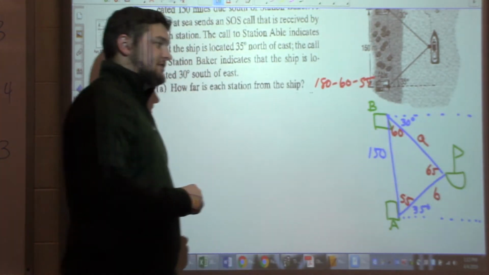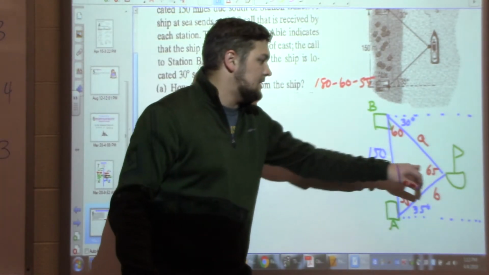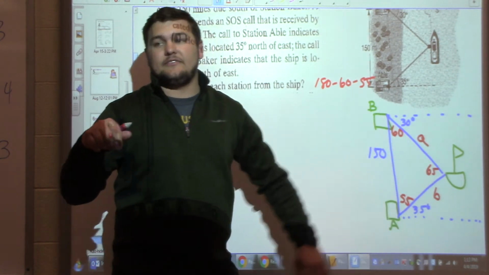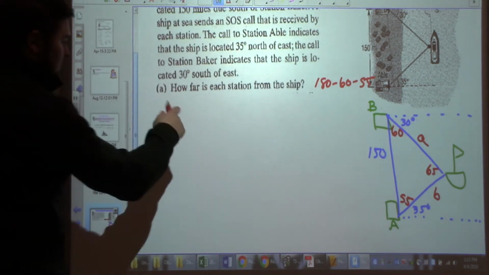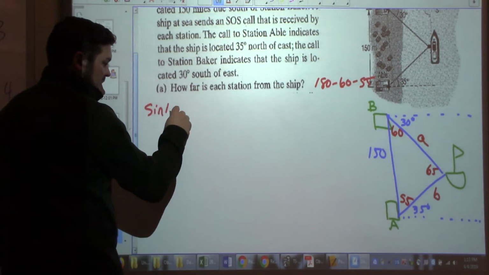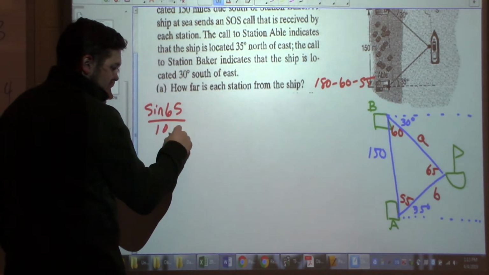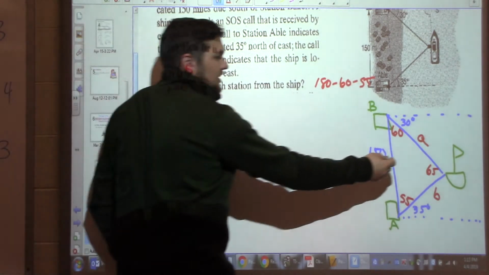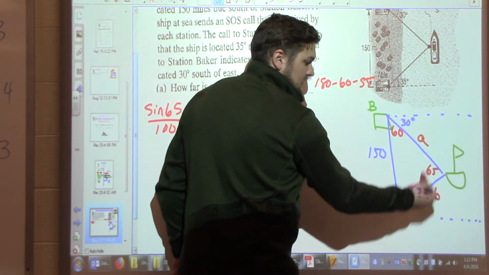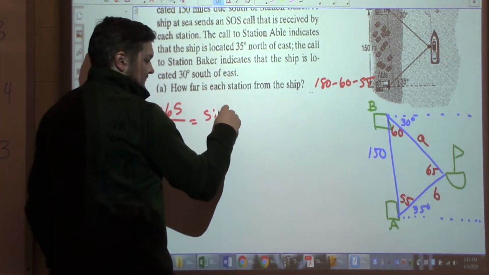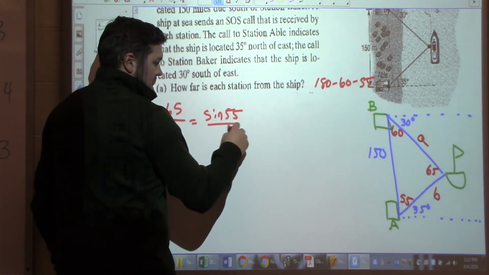Okay, so 65. So now I have an angle and a side that match. That's huge. I need to have at least one angle and side that match. So I'm going to do sine of 65 over 100 equals. I'm going to solve for Baker to the ship first. I'm going to solve for side A. So sine of 55 over A.